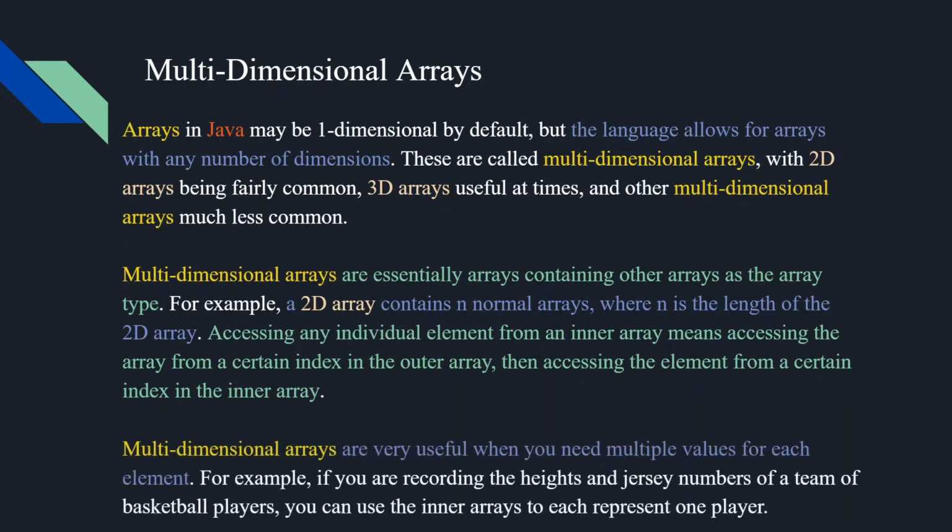Multidimensional arrays are very useful when you need multiple values for each element. For example, if you're recording the heights and jersey numbers of a team of basketball players, you can use the outer array to store the players, and the inner array to store the height and jersey number of each individual player.